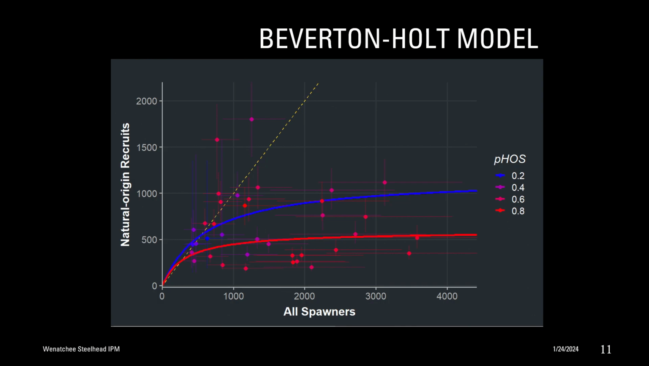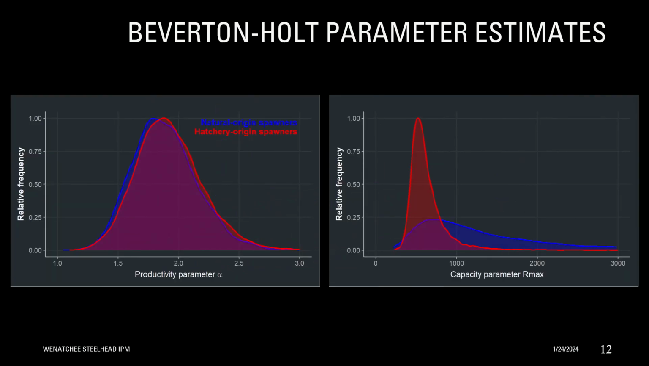From these curves, we can see the model is suggesting that the capacity of the system is quite a bit higher when we have mostly natural origin fish. But there is some uncertainty around these curves in a way that can't be reflected by looking at a single line like these. Next, I'll show you what that looks like for an example with PHOS of 0.5. Actually, that's going to be on the next slide after this one.